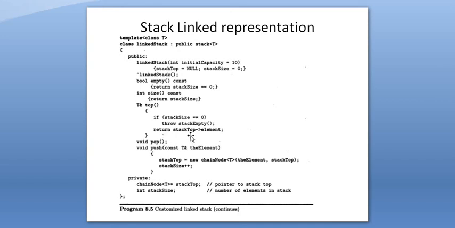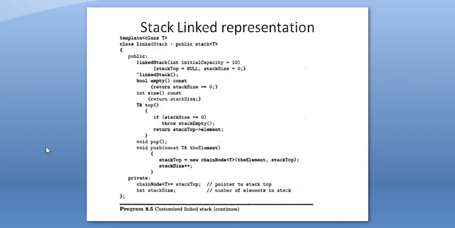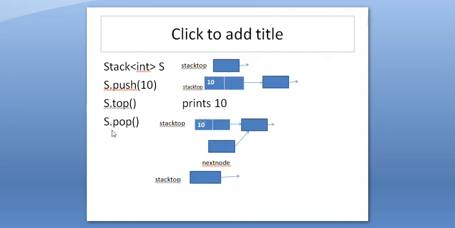Return stack top. So what is stack top? Stack top is this node, its element field has a 10 value, and this should be returned. So return 10. That's what we have here. Return stack top element, so 10 will be returned back. That's the top element. Simple.